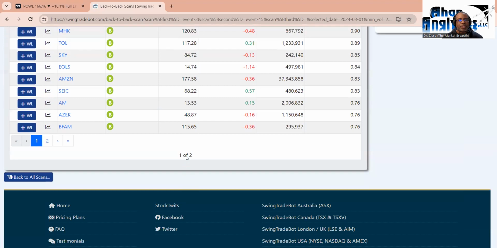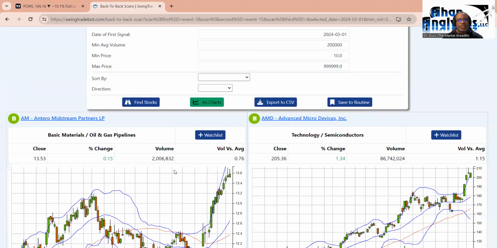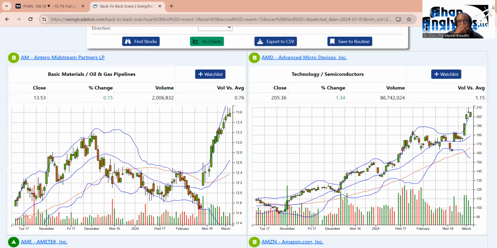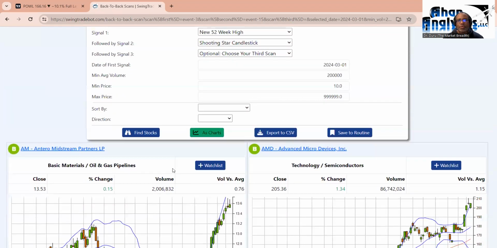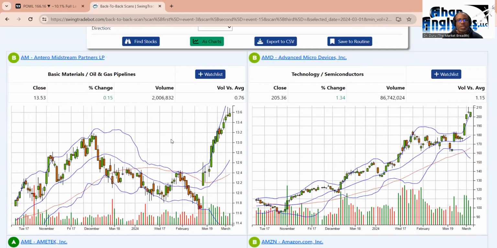So now I'm going to just finish this up really quickly by clicking on as charts and just do a quick review. You can see the sorting. I lose the sorting, unfortunately, by volume surge. It now is alphabetical, but let's just quickly look for what stocks actually confirmed the shooting star.